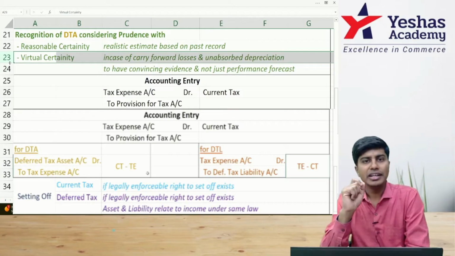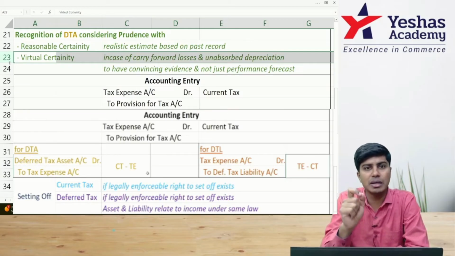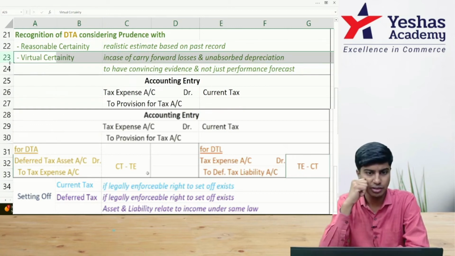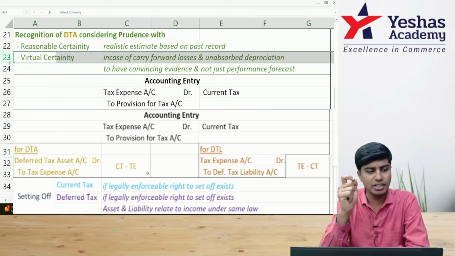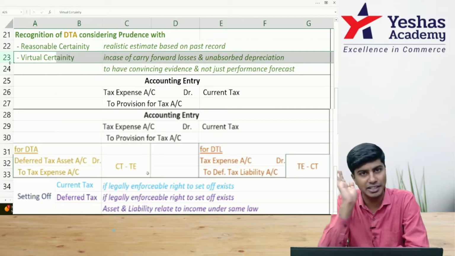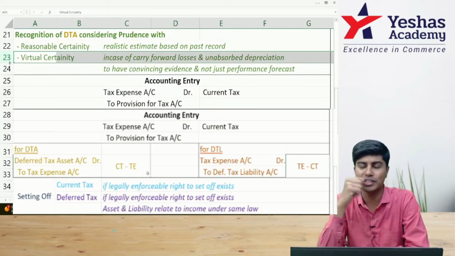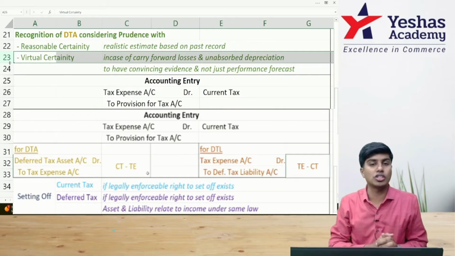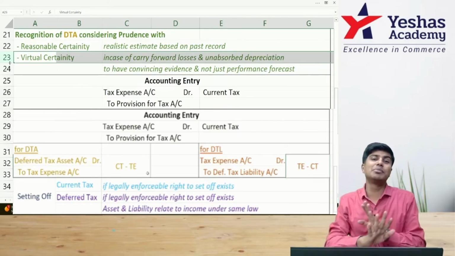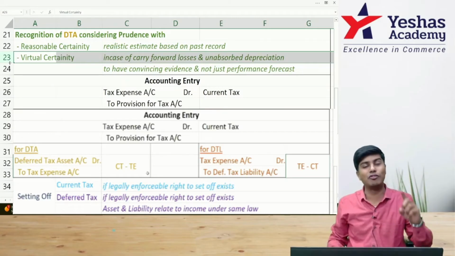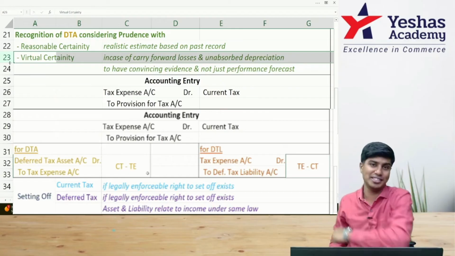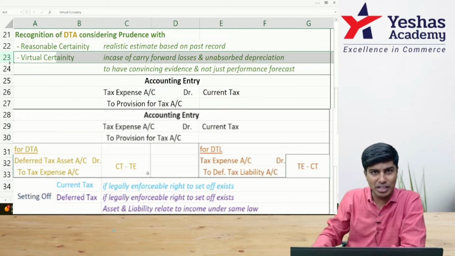I repeat, deferred tax asset creation is subject to prudence. It can be created only if you expect reversal of deferred tax asset in the later year. When you are creating deferred tax asset, please check for reasonable certainty that there is a possibility of reversal. However, if there are huge accumulated losses or unabsorbed depreciation, reasonable certainty is not sufficient. You have to check virtual certainty, that is proof with evidence. That's with regard to deferred tax asset recognition.